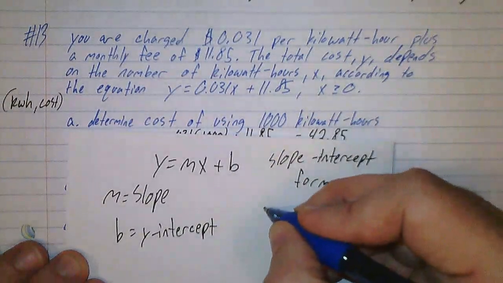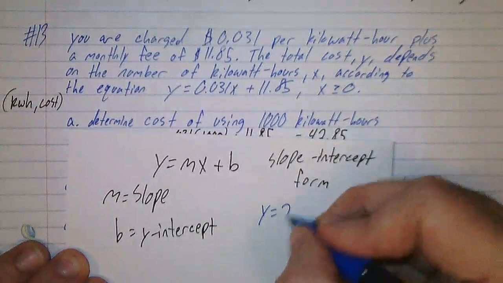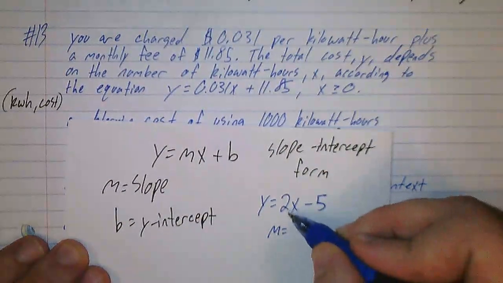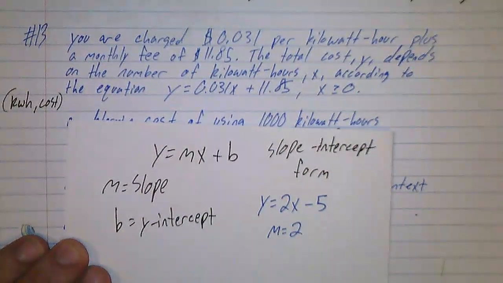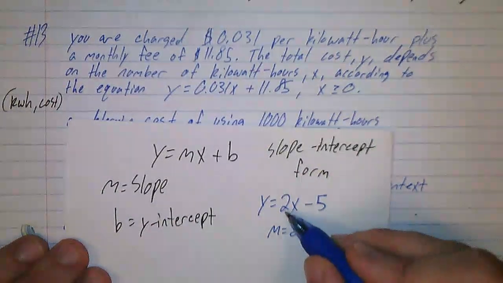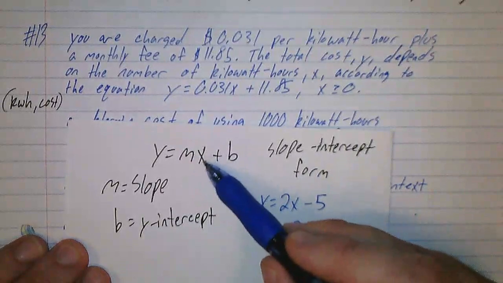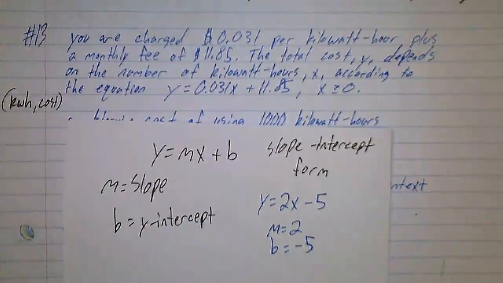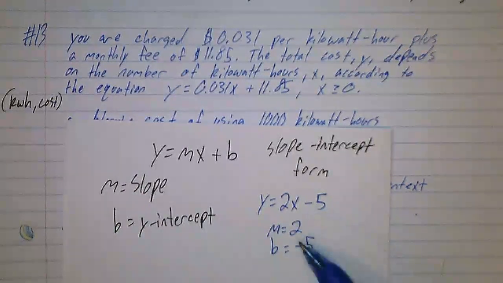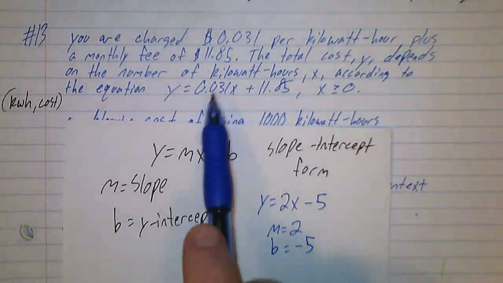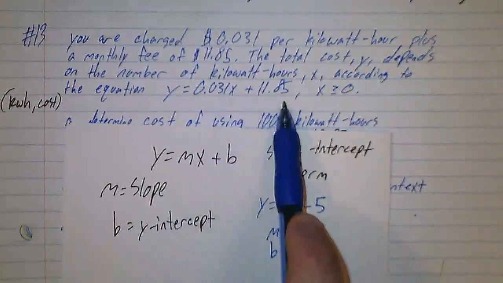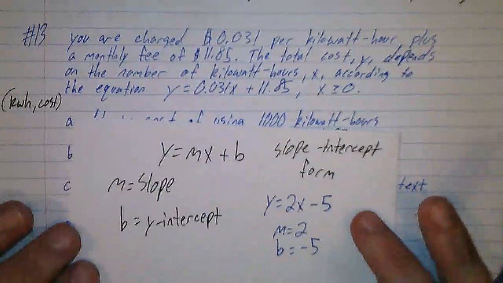The only values that change are the slope and the y-intercept. So for example, if we had y equals 2x minus 5, our slope is what's in front of the x, just 2. A lot of students want to say 2x. That's not right. The m is what's in front of the x, not the x itself. And the y-intercept here is negative 5. So the last thing we'll do is look at graphing using slope-intercept form. But we need to recognize that this equation right here, y equals 0.031x plus 1185, follows the slope-intercept form.